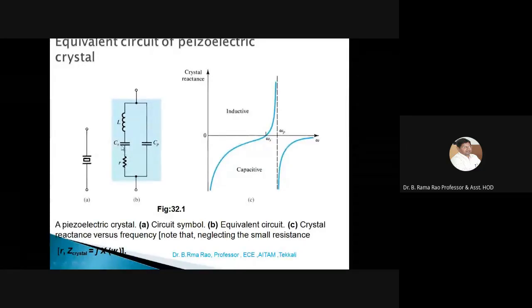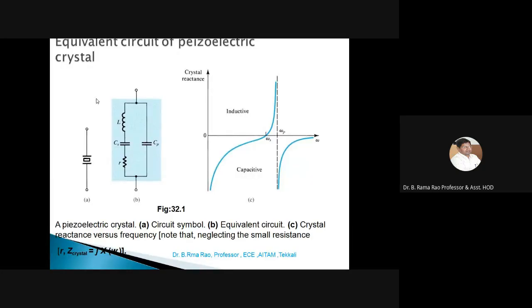So this is R, this is Cs, and this is L. The three elements R, L, C are the characteristics of the natural crystal, and Cp is the capacitance of the two electrodes supporting the crystal.